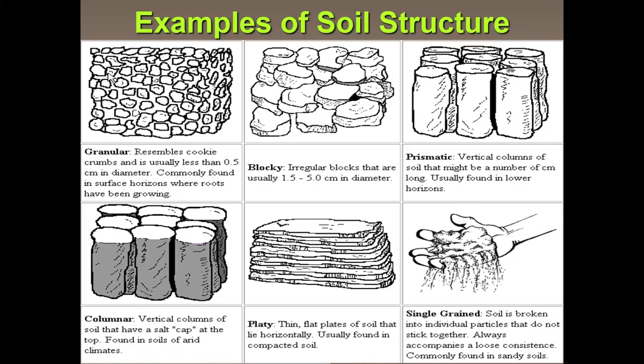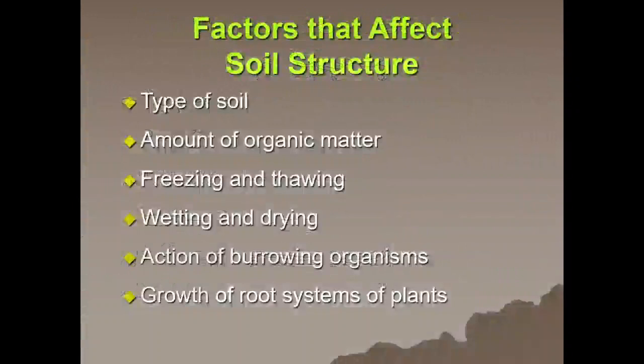Then soils have different structures: granular, blocky, prismatic, columnar, platy, and single grained. This is all about how the soil looks and how the soil behaves. It determines the soil structure. There are a couple of factors that affect the soil structure: type of soil, amount of organic matter, freezing and thawing, wetting and drying, action of burrowing organisms, and growth of the root system of the plants.